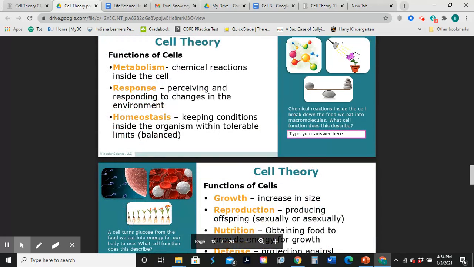Functions of cells. You have metabolism, which is the chemical reactions inside the cell. You have the response, which is perceiving and responding to the changes in the environment. And homeostasis, keeping conditions inside an organism within tolerable limits, which means that it is balanced. Over here to the right, we have chemical reactions inside the cell break down the food we eat into macromolecules. What cell function does this describe? Is it metabolism, response, or homeostasis?